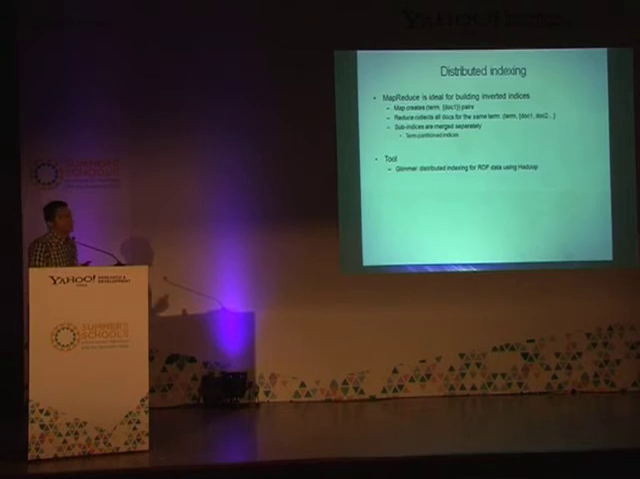Again, not something I want to tackle in great detail, but these days you want to do this in a distributed fashion using MapReduce. MapReduce was originally invented at Google to do indexing, so it's not surprising that it's good for indexing. And we released a tool called Glimmer, which you can use for distributed indexing of RDF data using Hadoop.